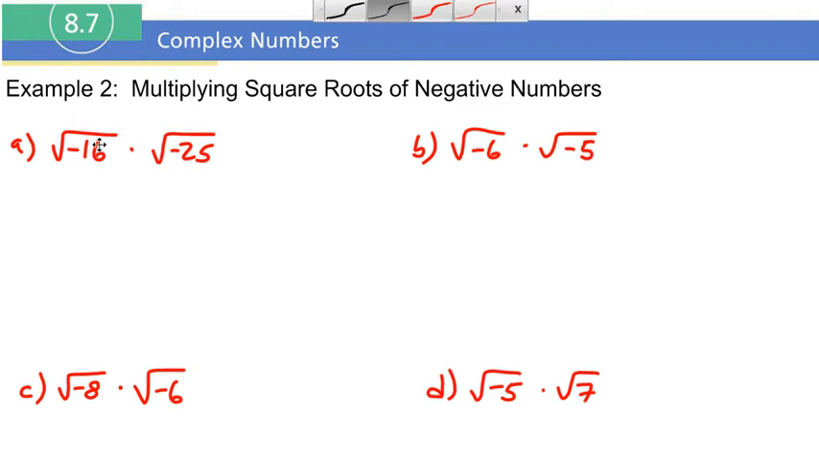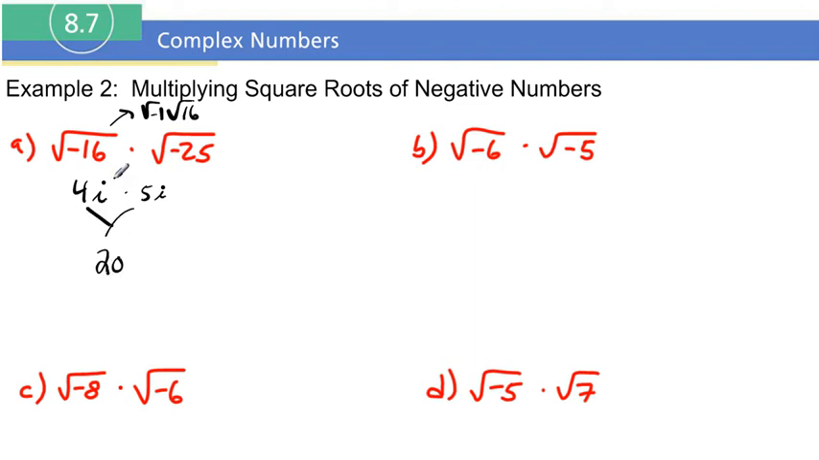Okay, so let's simplify this. The square root of negative 16 is 4i. Again, if you want to, you can break it down by saying the square root of negative 1 times the square root of 16, where the square root of negative 1 is i and the square root of 16 is 4. But you could just go straight to 4i. Times the square root of negative 25, which is 5i. Now 4 times 5 gives us 20. And just like when we multiply two variables together, i times i is going to give us i squared.